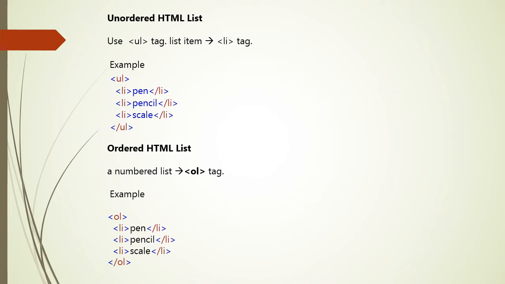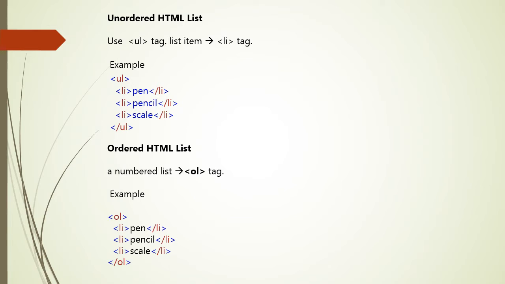Consider, for example, if you want to make a list of some stationery items, so you can do it this way: UL, then LI pen slash LI, LI pencil slash LI, LI scale slash LI, and close UL tag. So here what we have done, as this is an unordered list, we have used UL tag and we have listed various items that we want in li and slash li tag.